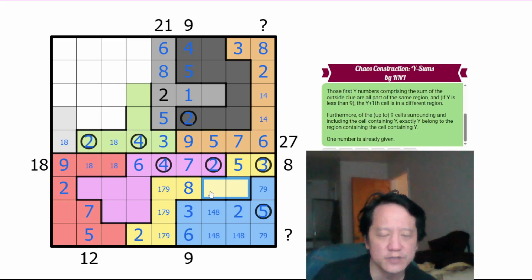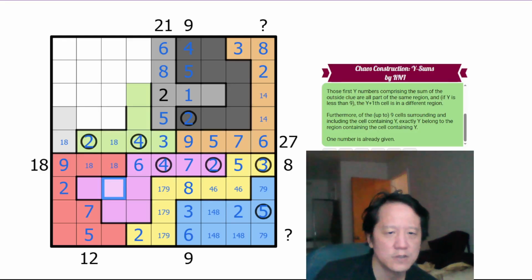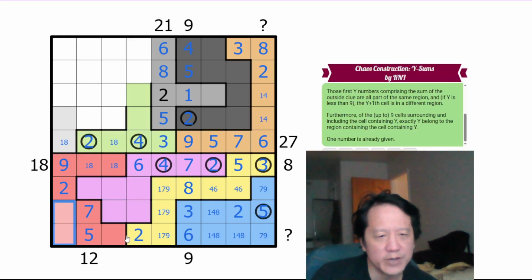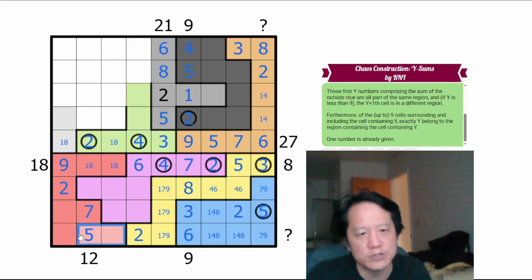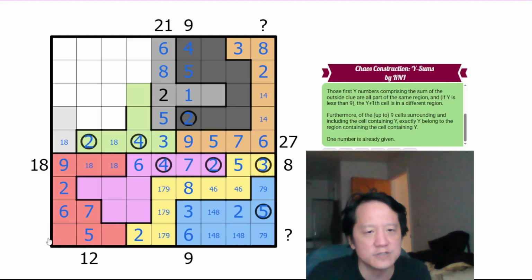Okay, remaining digits of the yellow region are 4 and 6. Remaining digits of the red region, well, we don't have 6 here because of 6 in the row, so 6 has to be here. That leaves this as a 3-4 pair, which eliminates 3 and 4 in the rest of the row. So this can't be 4 here.